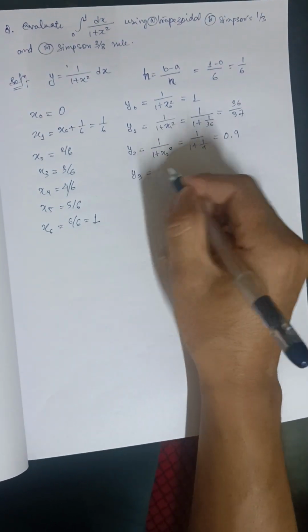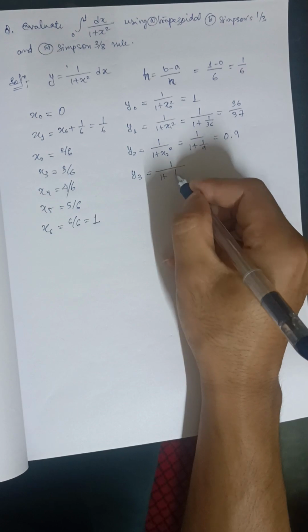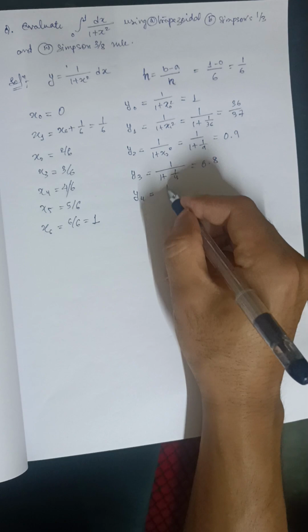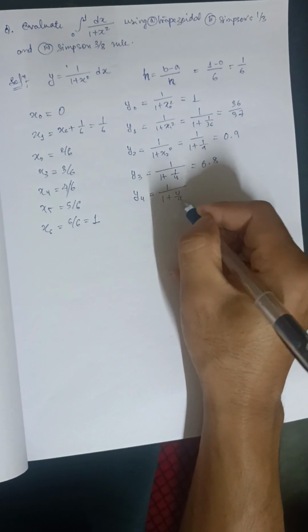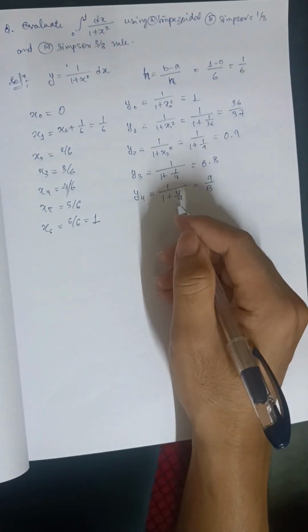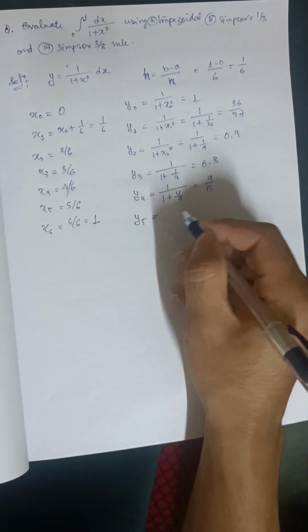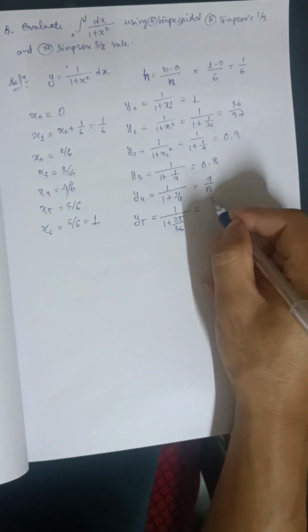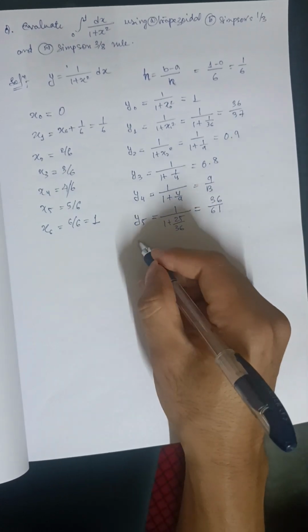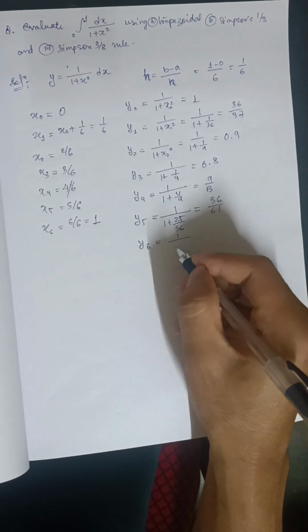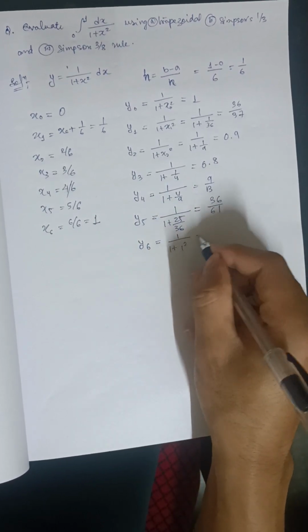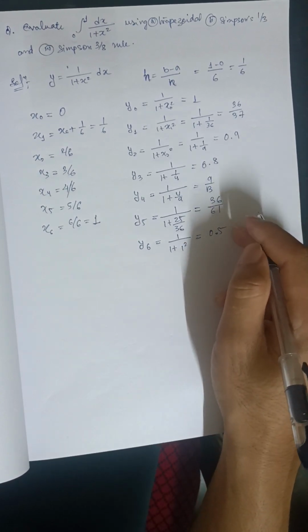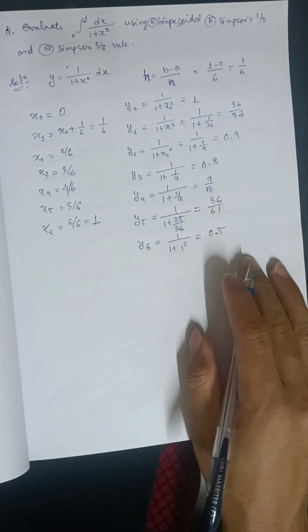Our y3 is 1 upon 1 plus 1 by 4, which will give us 0.8. y4 we have 1 upon 1 plus 4 by 9, it is 9 by 13. Our y5 here is 1 upon 1 plus 25 by 36, which we'll get here as 36 upon 61, and y6 here is 1 upon 1 plus 1 squared, which we'll get as 0.5. So we have got all our values. Now what we need to do is we just need to put this in our formula.